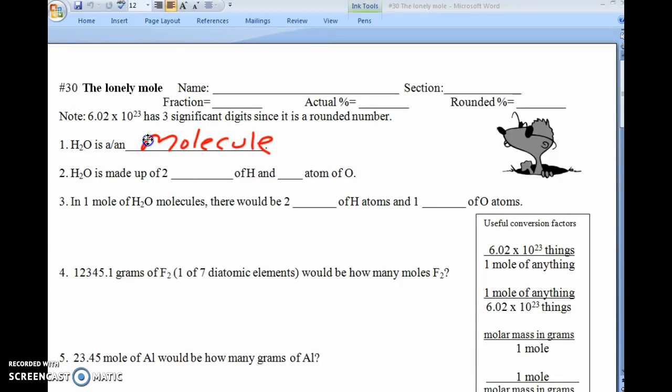Number two, water is made up of two atoms of hydrogen and one atom of oxygen. Number three, in 1 mole of water molecules, there would be 2 moles of hydrogen atoms and 1 mole of oxygen atoms. So I'm going to erase those, and we're going to start doing some of the mathematics.